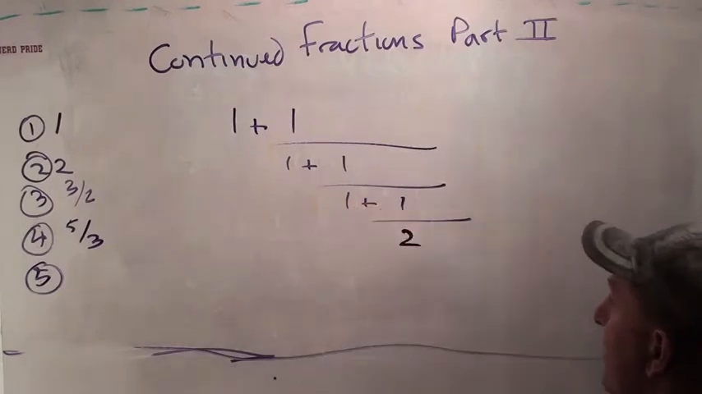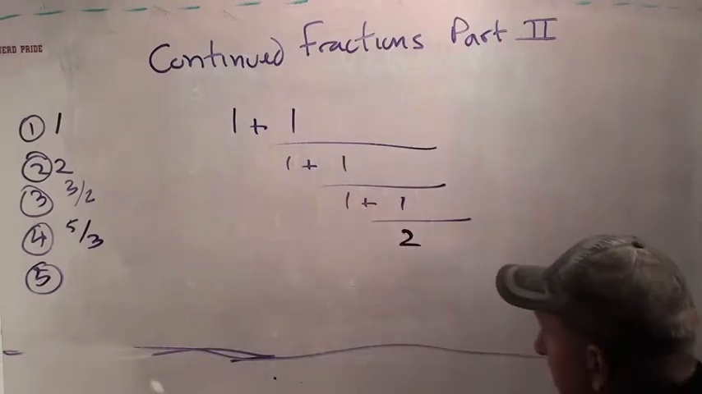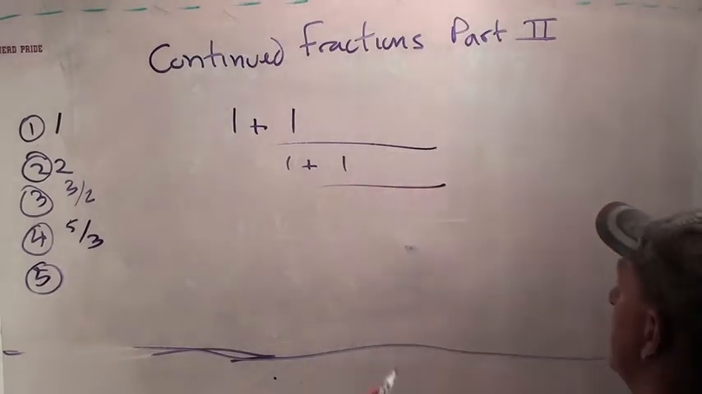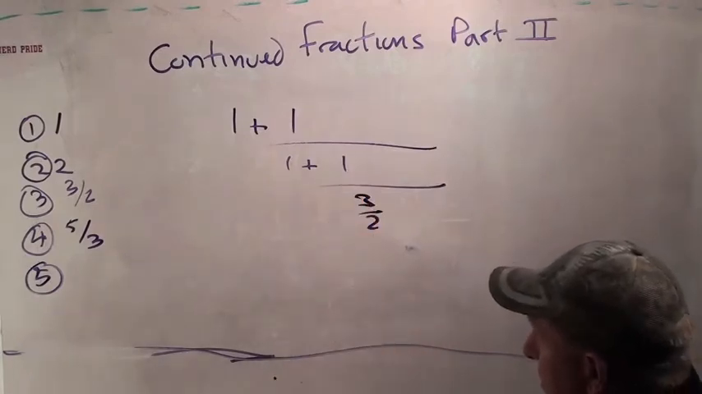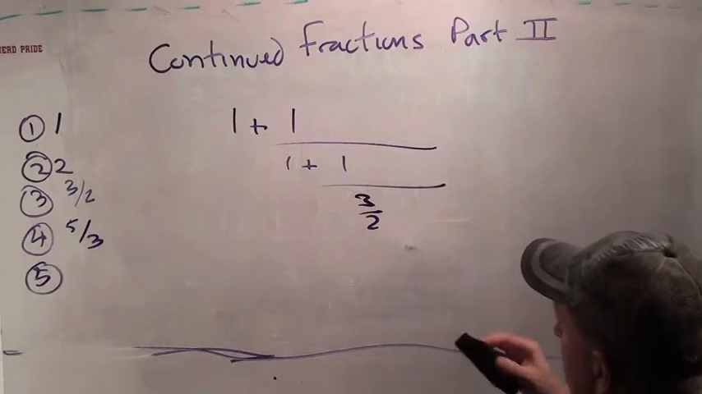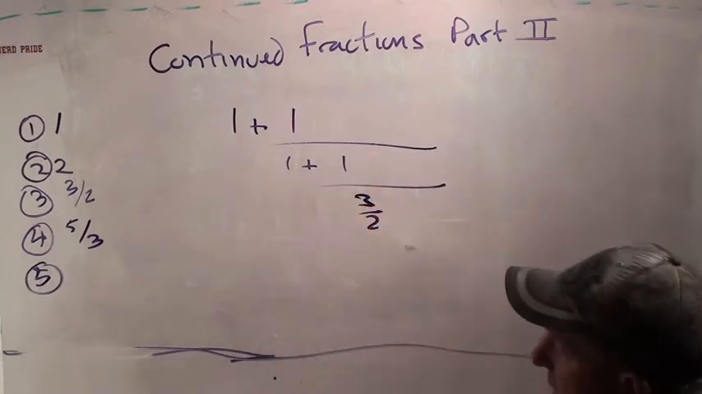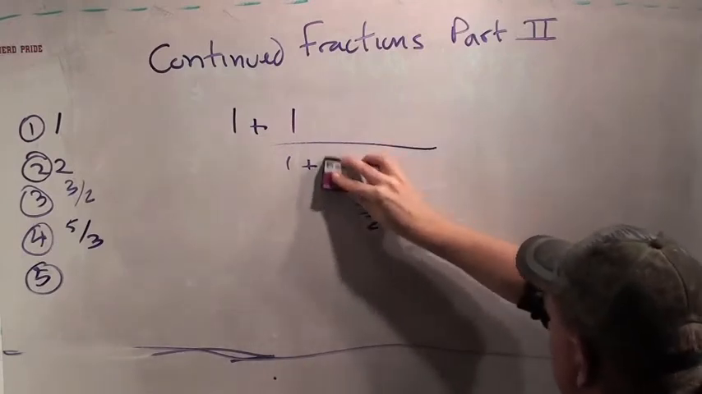What does 1 plus 1 half equal? Equals 3 halves. 3 halves. What is 1 over 3 halves? 5 thirds. No, 1 over 3 halves. That's 2 thirds. 2 thirds.